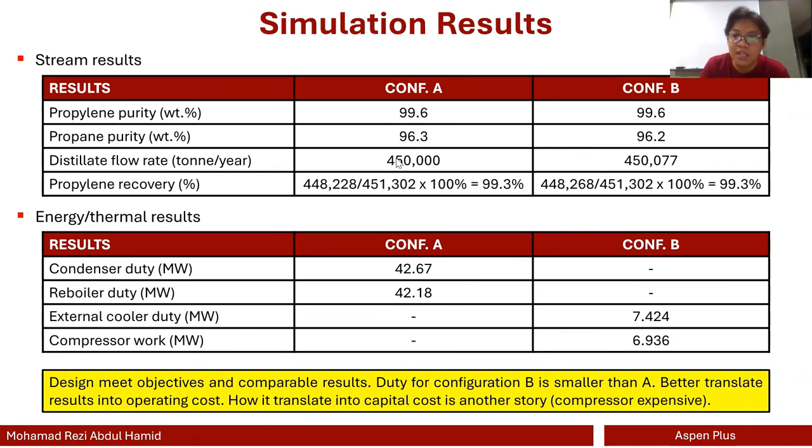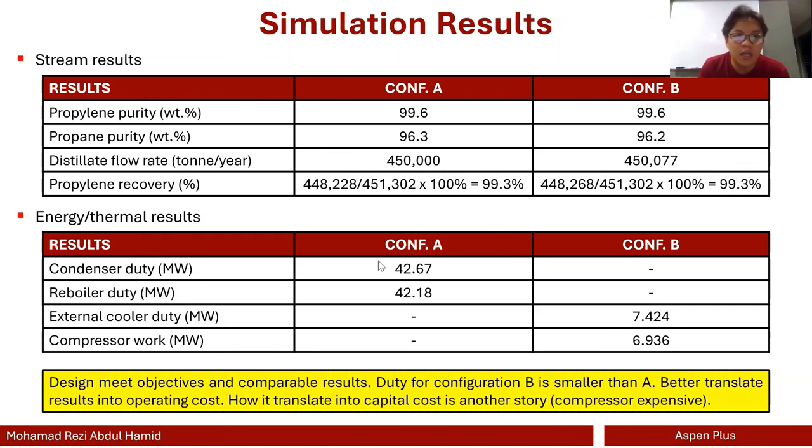And the yearly production rate is 450,000. This one is slightly higher because we have to play around with the split fraction, but if you want to be super accurate, you can always modify slightly the reflux ratio. It's not really a problem. And then the propylene recovery, I get 99.3, and this one also 99.3. So similarly, configuration A and configuration B both satisfy the requirement of the simulation in terms of purity as well as recovery.